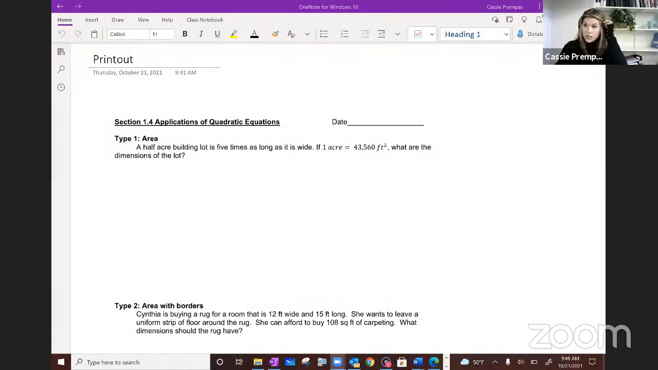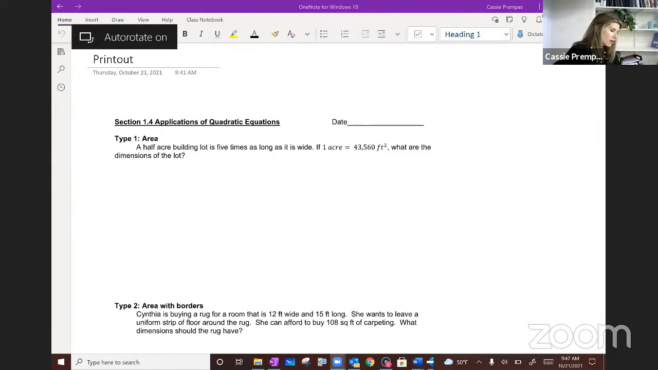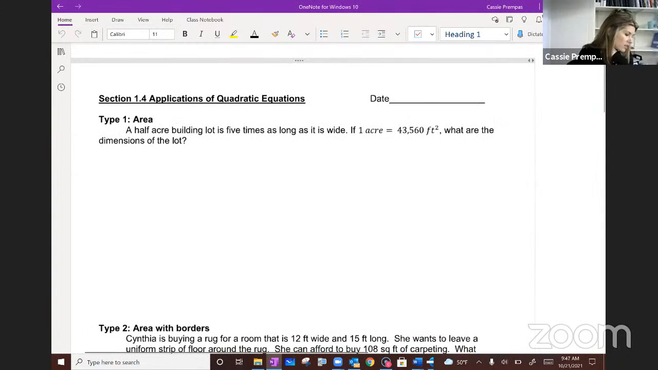Okay, the first type of question that we look at are ones involving area. And you do have to remember how to find the area of a rectangle. So let's go ahead and start this question. Number one, it says a half-acre building lot is 5 times as long as it is wide. If 1 acre is 43,560 square feet, what are the dimensions of the lot?